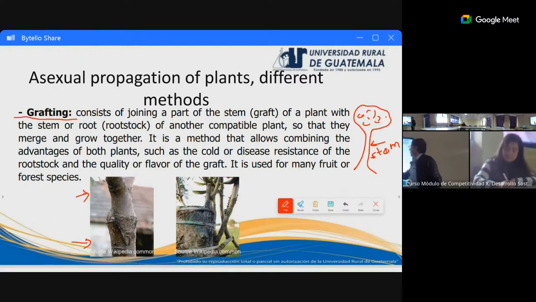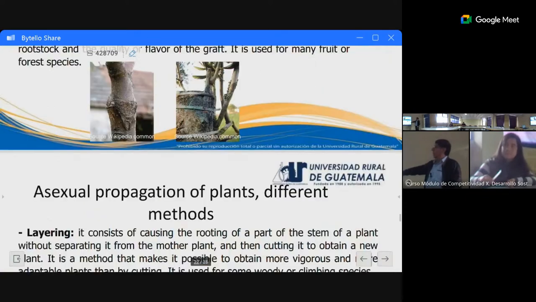And here we can see many branches of the tree that are combined or merged into one stem. In this case, these are little stems, and this is the big one. So we can fuse or combine both stems to obtain new plants. We're talking here about asexual propagation. The method is called grafting. Let's continue.